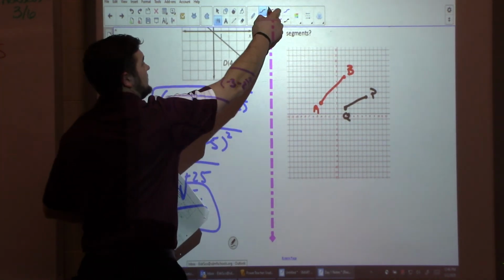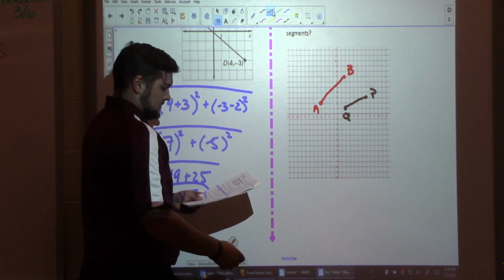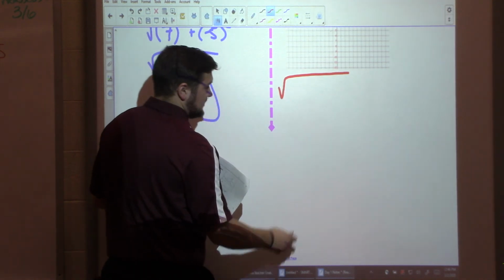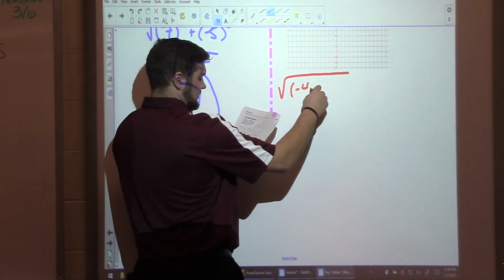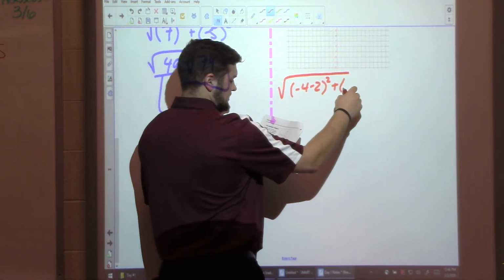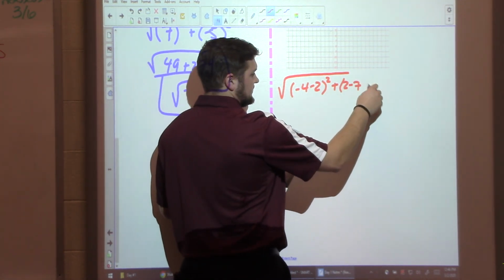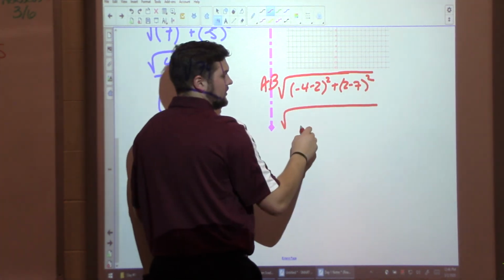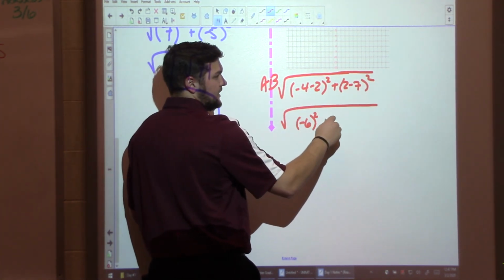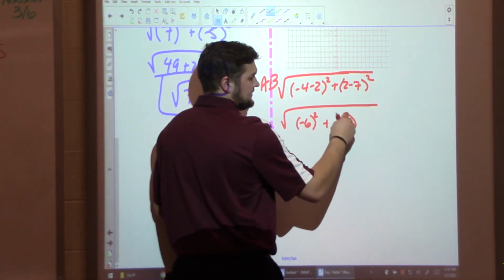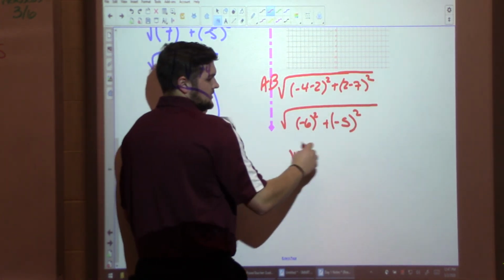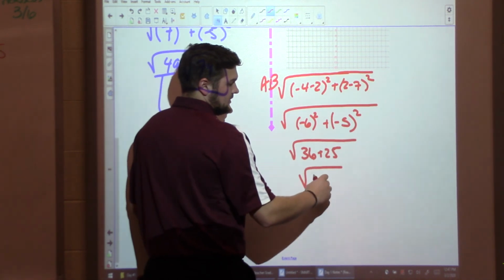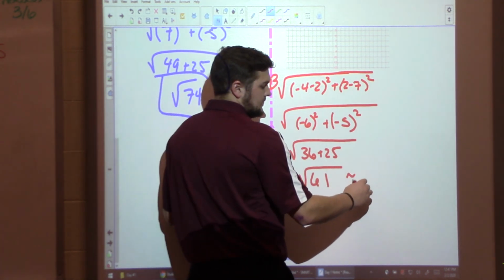So if I do AB first, square root of negative 4 minus 2 squared plus 2 minus 7 squared. This is AB. I get square root of negative 6 squared plus negative 5 squared, which is square root of 36 plus 25, or square root of 61.